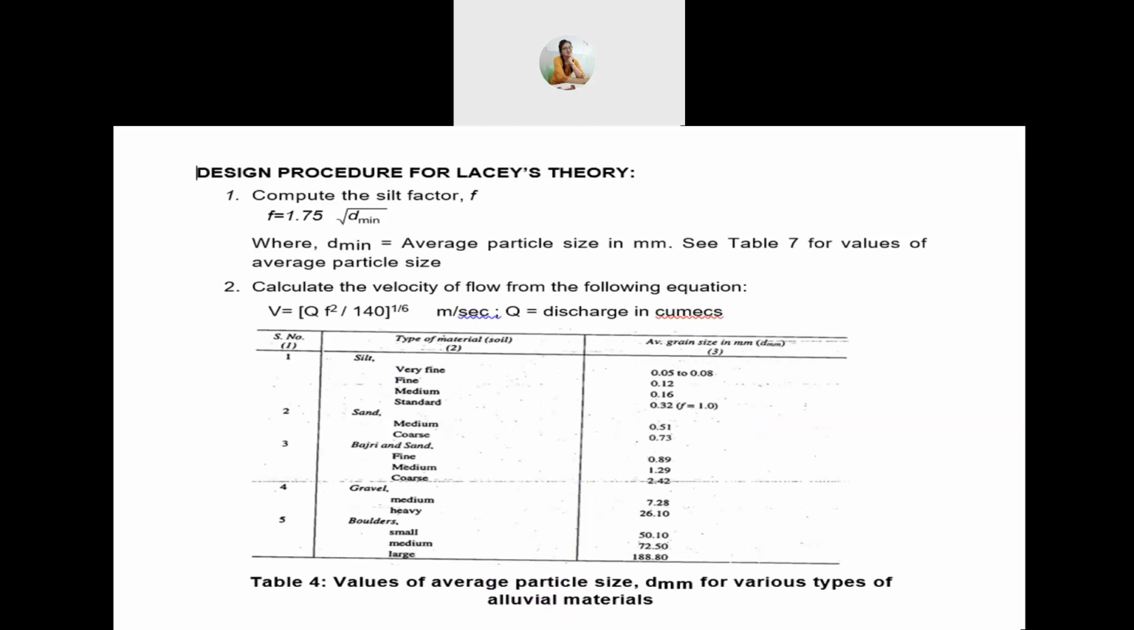Next, step number 2 is calculating the velocity of flow from the following equation, which is v is equal to (Q f square divided by 140) whole to the power 1 by 6 meter per second, where Q is the discharge in Q max. Here the table shows values of average particle size, d suffix mm, for various types of alluvial materials. The type of material, that is the soil, and the average grain size in mm are given in this table. You can go through it.